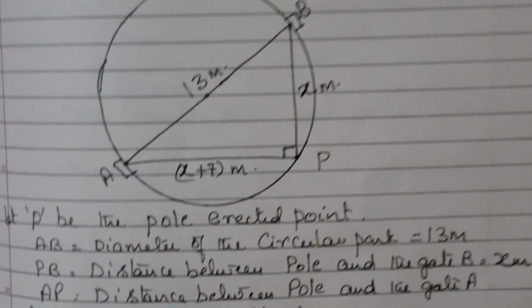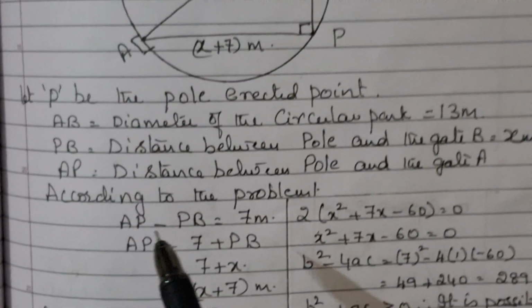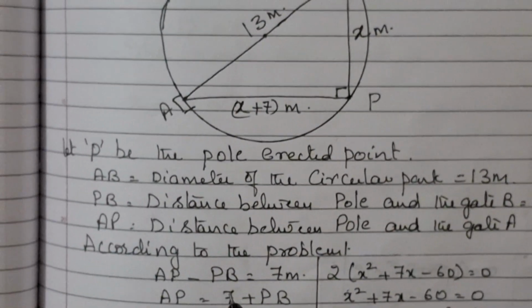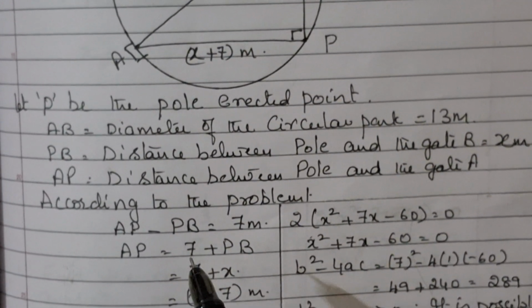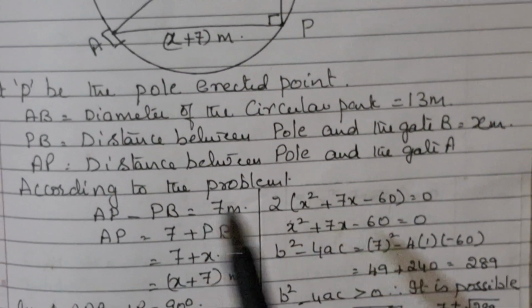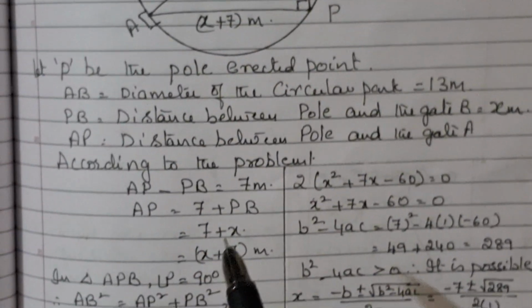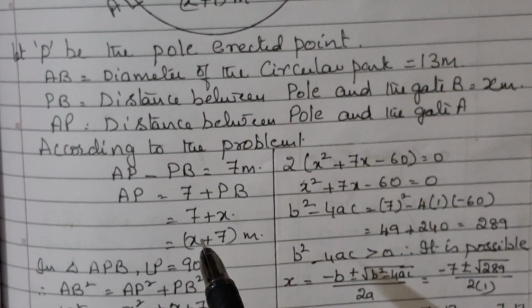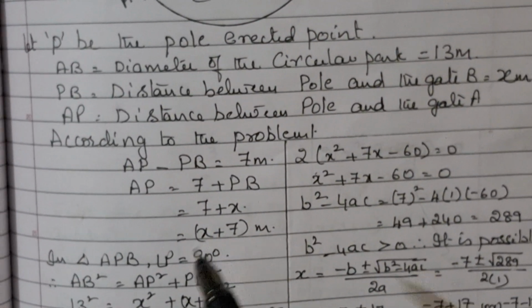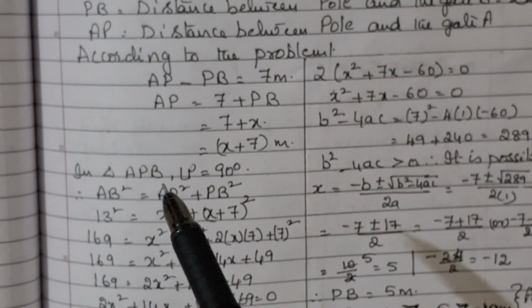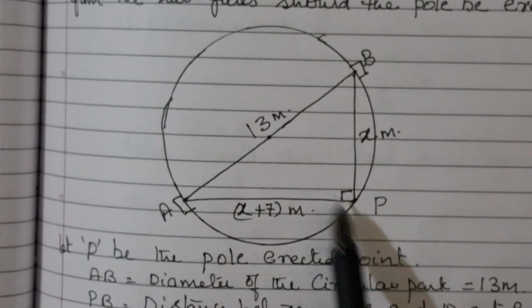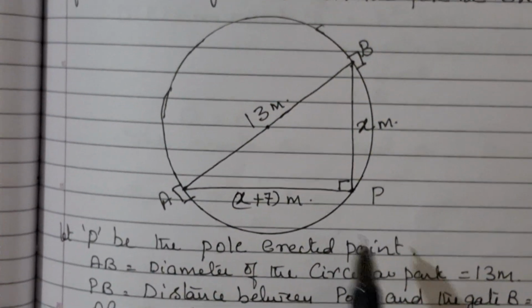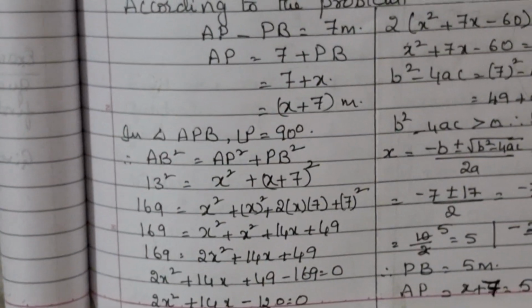7 meters. That means if I take PB as x, AP minus PB is equal to 7 meters. So AP is equal to 7 meters plus PB, that is x plus 7. Now, when you take triangle APB, children, in triangle APB, angle P is 90 degrees. So AB square is equal to PB square plus AP square, Pythagoras theorem.